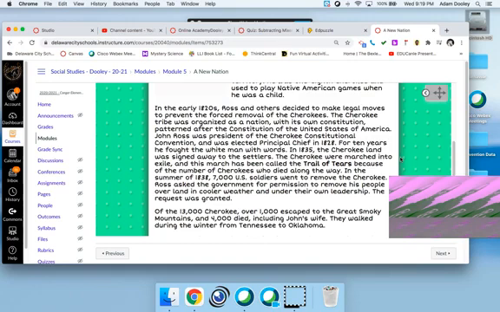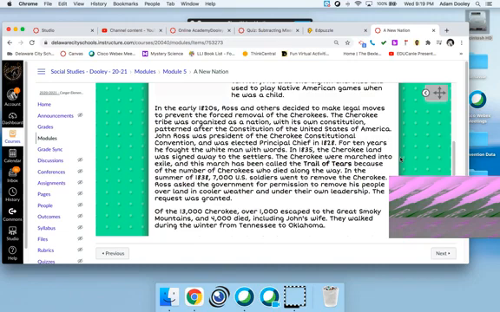The Cherokee marched into exile, and this march has been known as the Trail of Tears because of the numbers of Cherokees who died along the way. In the summer of 1838, 7,000 U.S. soldiers went to remove the Cherokee. Ross asked the government for permission to remove his people over the land in cooler weather and under their own leadership. The request was granted.